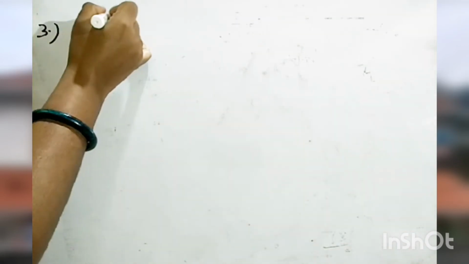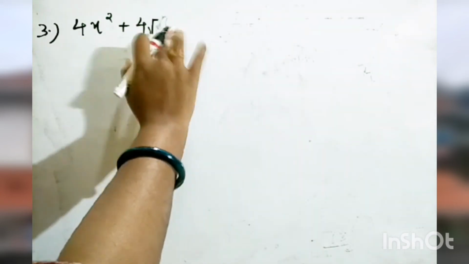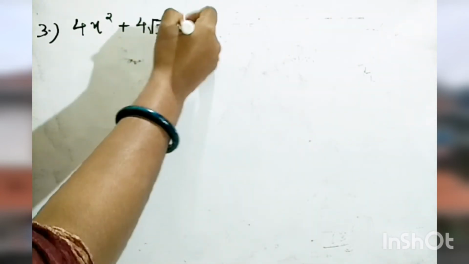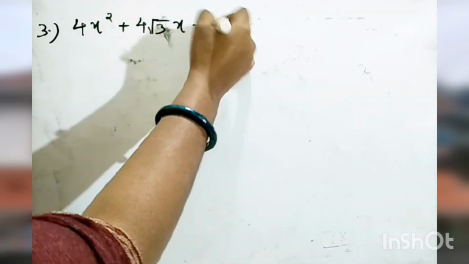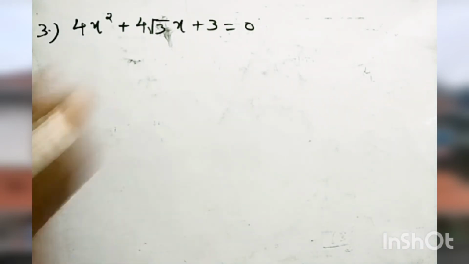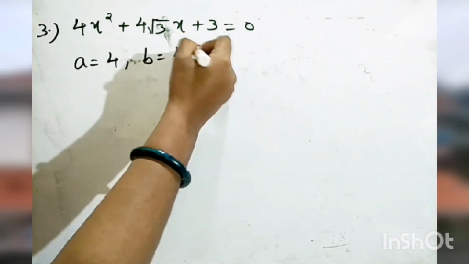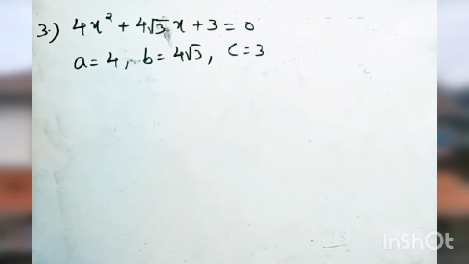4x square plus 4 root 3 x plus 3 equal to 0. Here a is equal to 4, b is equal to 4 root 3, c is equal to 3.